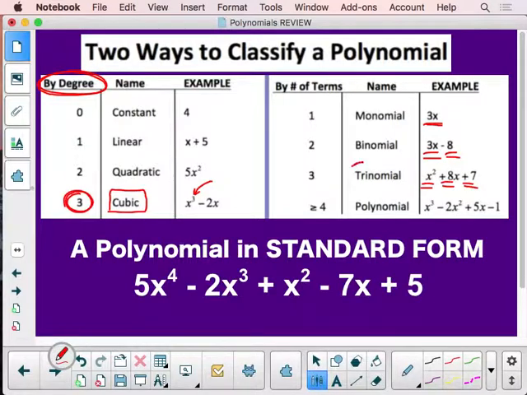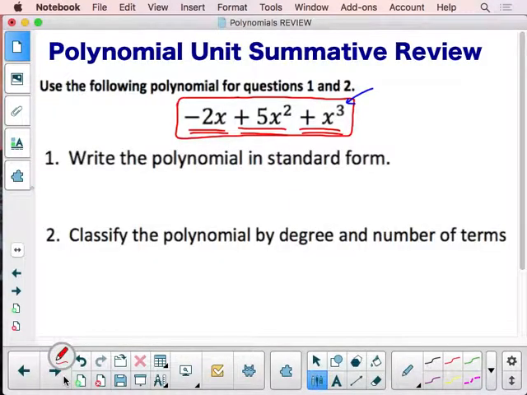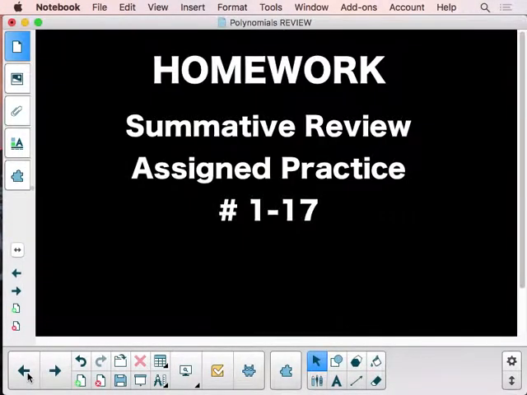And ours had 3 terms, so we would call it a trinomial. So the 2 words that we would use to describe our, let's get back to that problem, would be a cubic trinomial. Cubic trinomial. Now when they ask us to put that into standard form, let's go back and look at that.